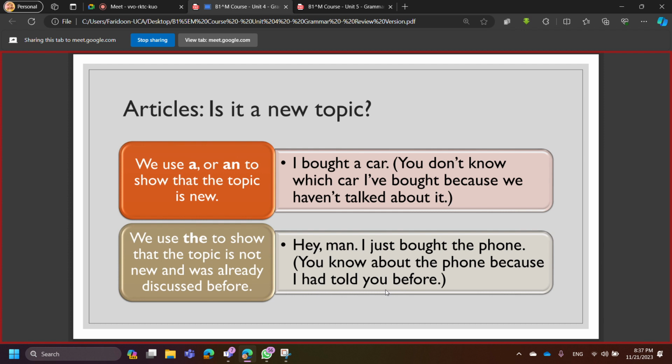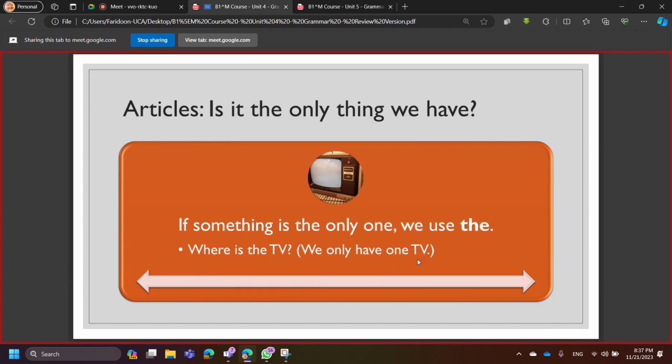Like every day I come to you, I say that I really love the S23 Ultra, or I love the Z Fold 5 or whatever, right? So every day that I come to you and I talk about one specific phone, that topic is not new now. It's a discussed topic, a topic that is already discussed. So I can use the for that. Just say, I just bought the phone. The phone. And people know what phone I'm talking about.